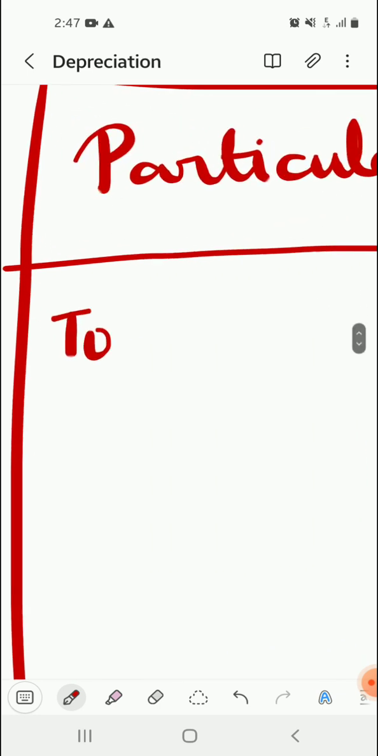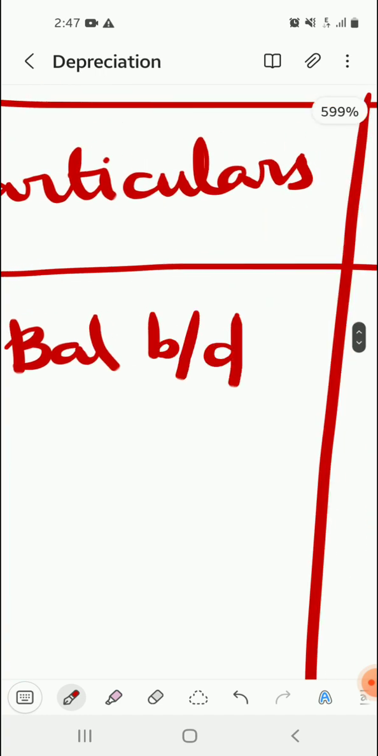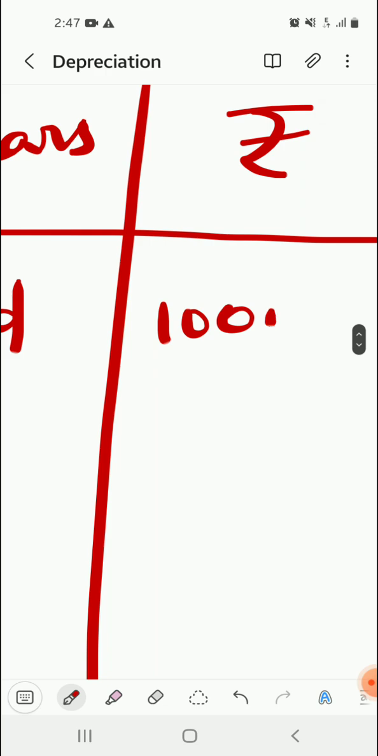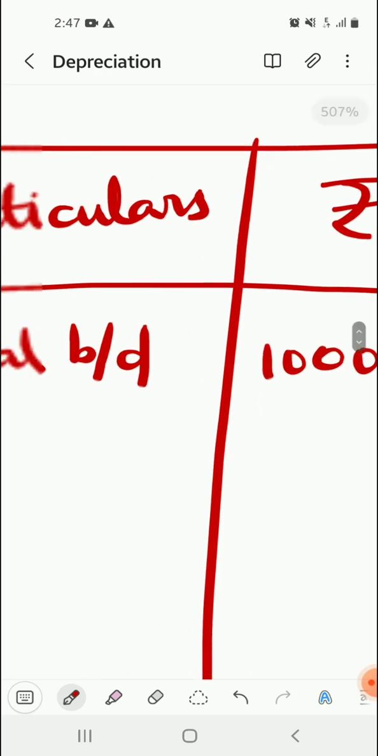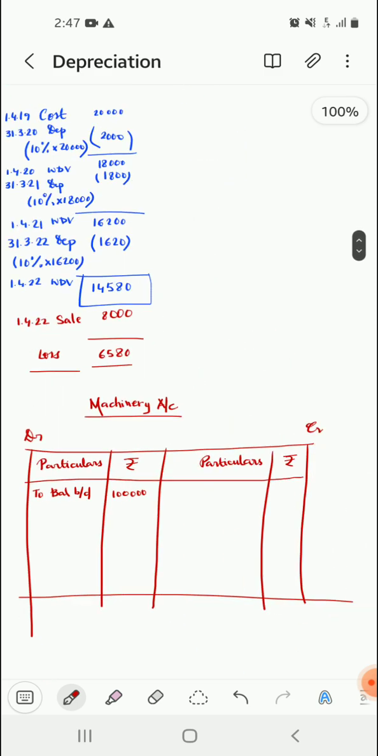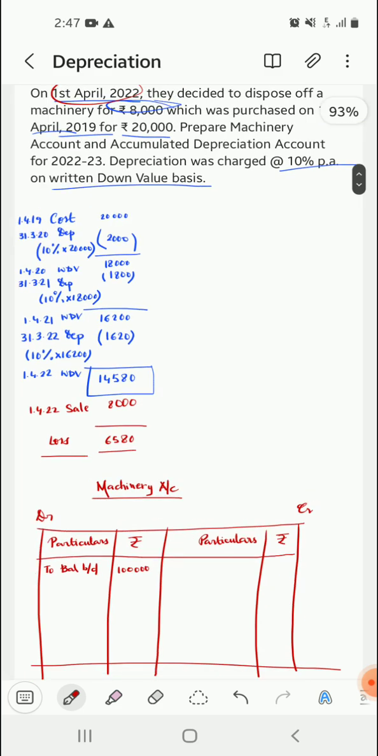So we're going to write To balance that was given to us brought down, because it is brought down from the previous year. That's why BD. We are going to write 1 lakh. Though we don't have space for the date, we are going to mention the date as well. It was as on the 1st April 2022.